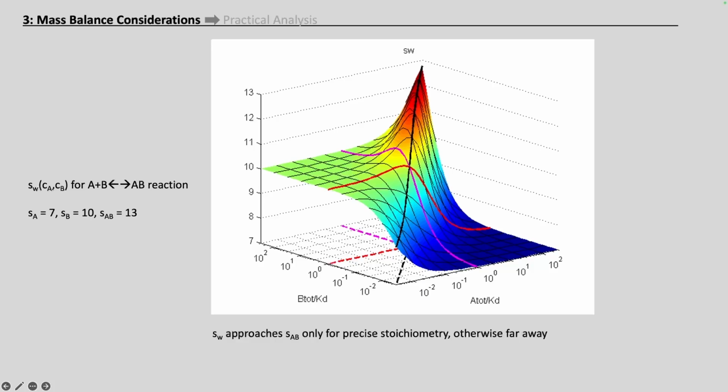We also have to consider that maybe our knowledge of the experimental concentrations is often not very accurate, and so that could add to the errors in our estimate of the complex S value.